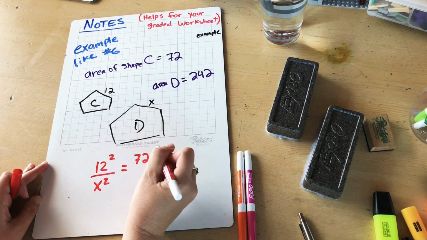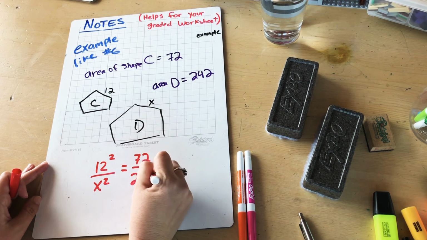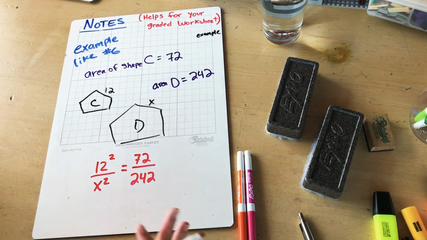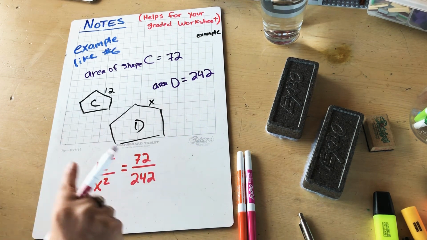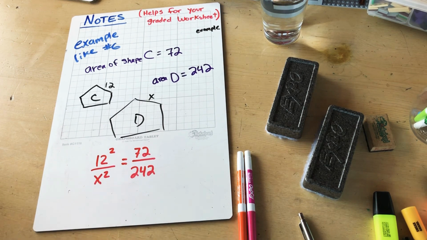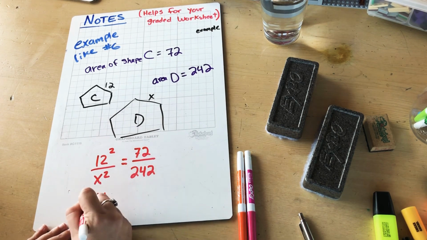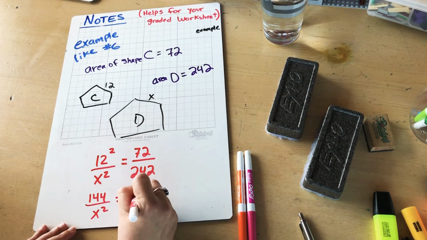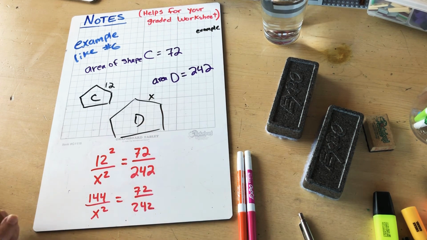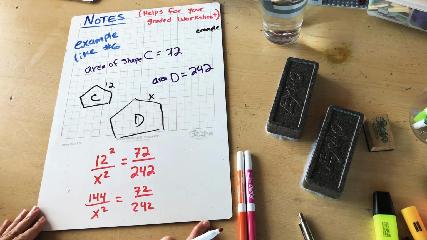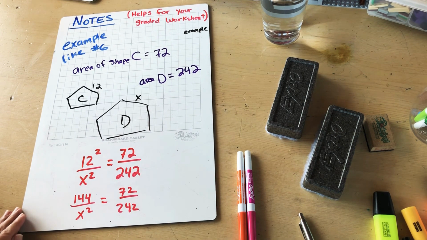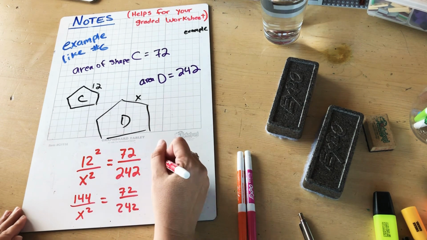Now my area is 72 to 242. Do you want me to reduce this? I can. If you're not interested in reducing, that's fine. You would just cross multiply. Okay, hope that makes sense. Let's see. I would do 12 times 12 is 144 over x squared equals 72 over 242. Yeah, since I have a calculator, I'll just leave it. All right, when I cross multiply, yes, the numbers get big, but that's totally up to you. If you want to reduce it so they're not so big, do it. If you don't care, then you don't care.